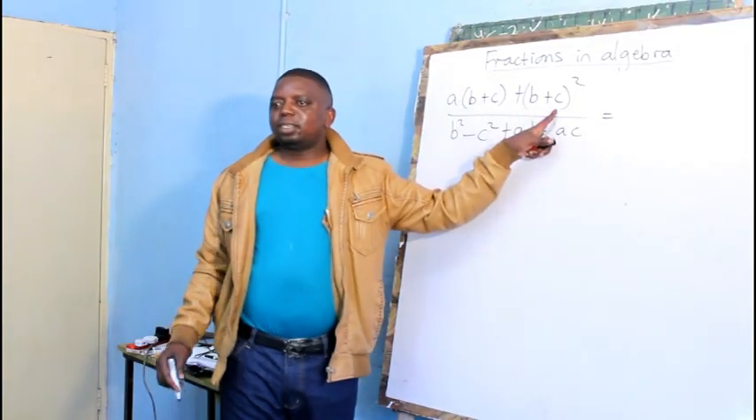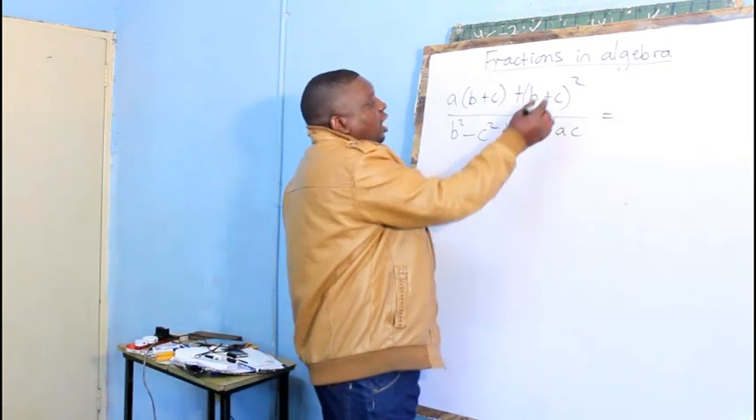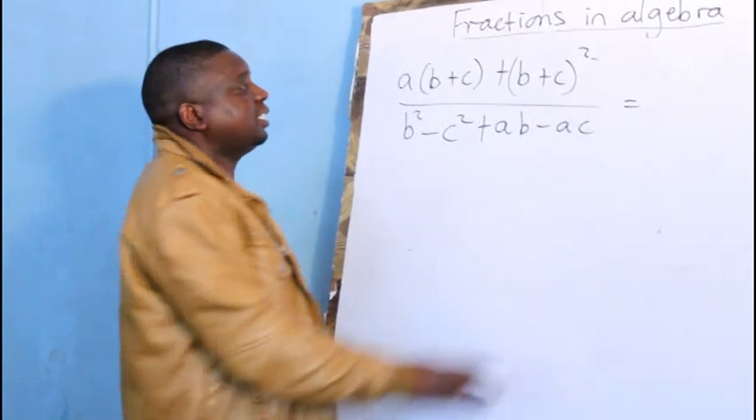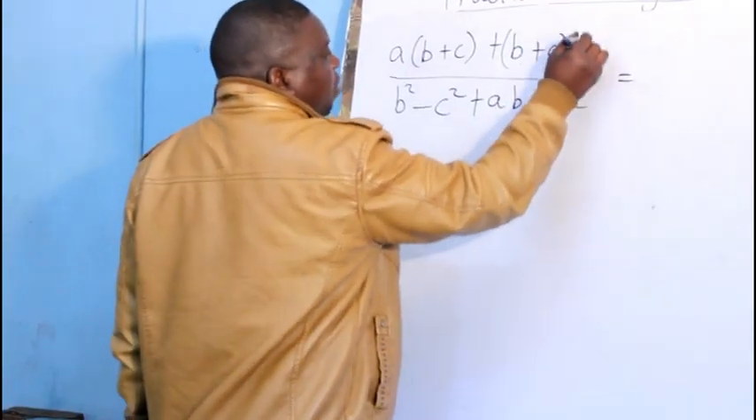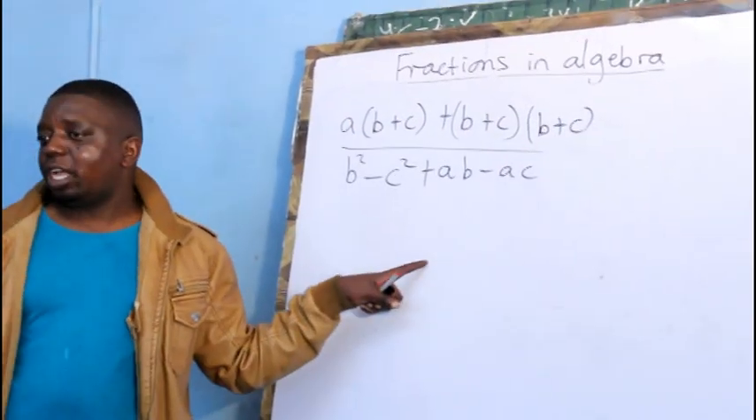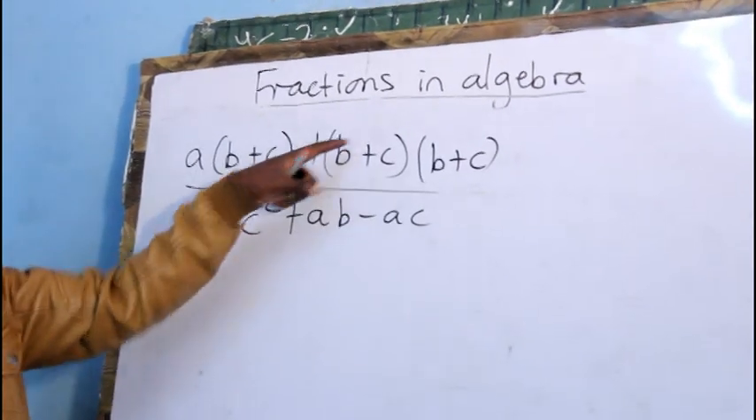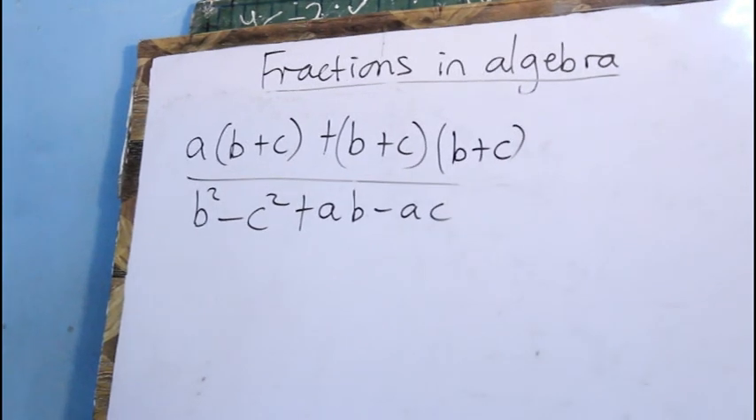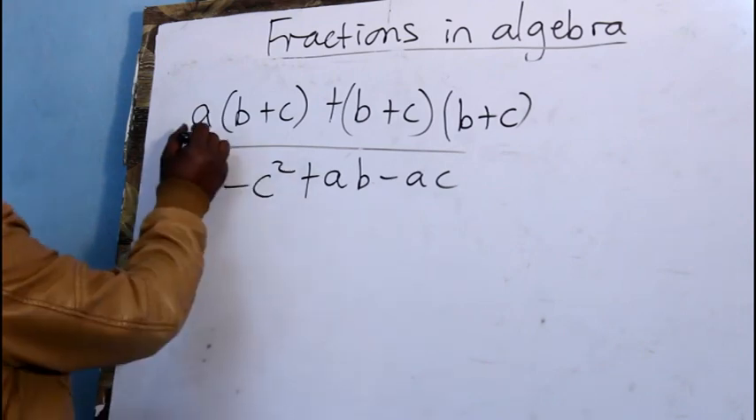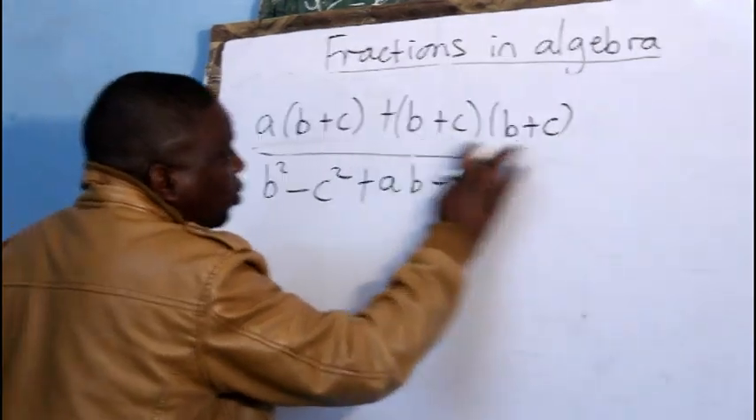Let's factorize both the numerator and the denominator. In the numerator, b plus c in bracket squared is the same as b plus c times b plus c. You only want to rewrite it for the next stage. On the numerator, we consider this to be a single term, and this one is also a single term.